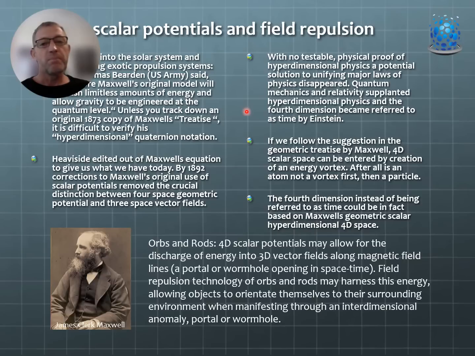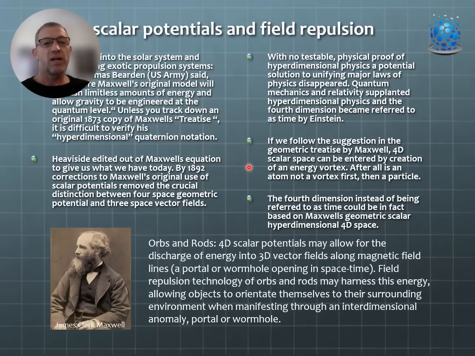Of course, quantum mechanics took over, and relativity with Einstein supplanted hyperdimensional physics, and the fourth dimension became referred to as time by Einstein. So if we follow the suggestion in the geometric treatise by Maxwell, then 4D scalar space can be entered into by creation of an energy vortex, and that's where I try and link the previous authors I mentioned about torsion fields and repulsion fields up with Maxwell's work. So after all, is an atom not a vortex first, then a particle?